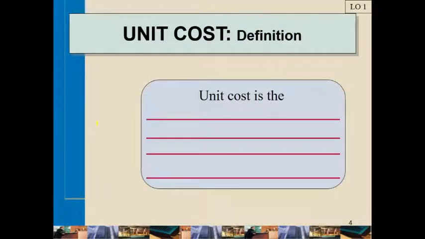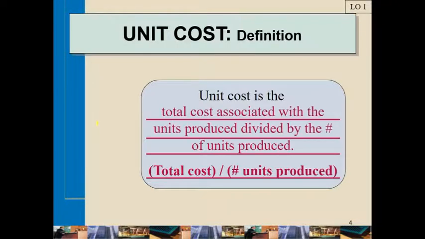So let's start with the first objective, which is to discuss the importance of unit cost. Now, before anything else, let us first define what unit cost is. Unit cost is the total cost associated with the units produced divided by your total number of units produced. I assume you already know this one because this is also discussed in your cost accounting, right? So, this is just a recall. So, again, unit cost is your total cost divided by the number of units produced.